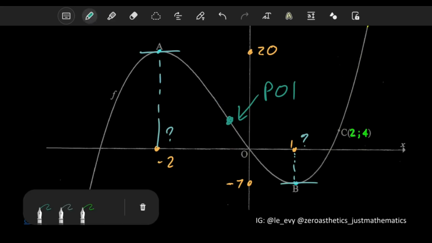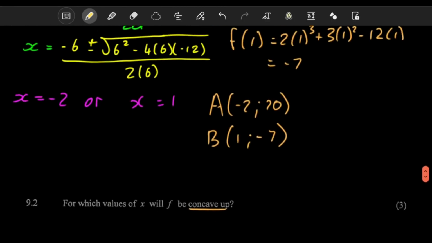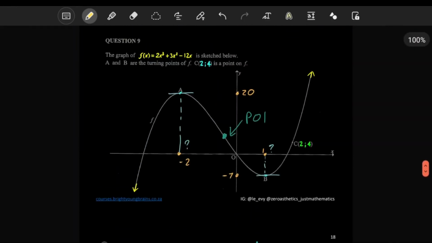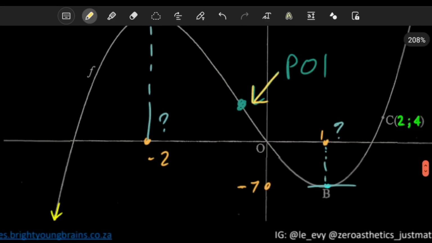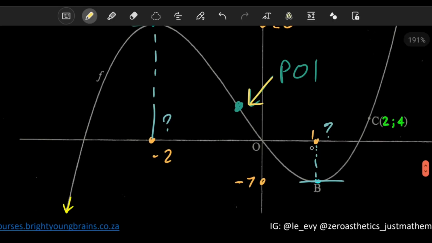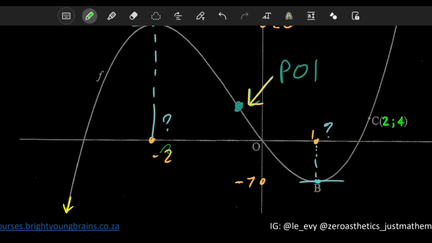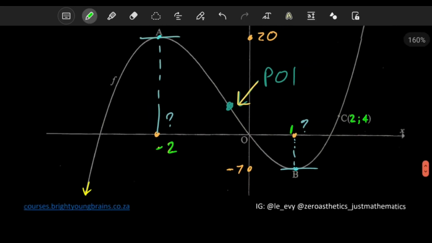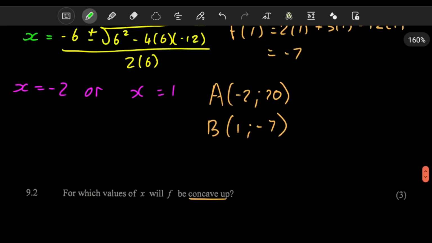Now, depending on the information you have, to get the x value of the point of inflection, you can differentiate twice and then equate to 0. But why do that when you have the x values of your turning points? Anytime you have the x values of your turning points, for you to find the x value of the point of inflection, just get the midpoint of the x values of your turning points.